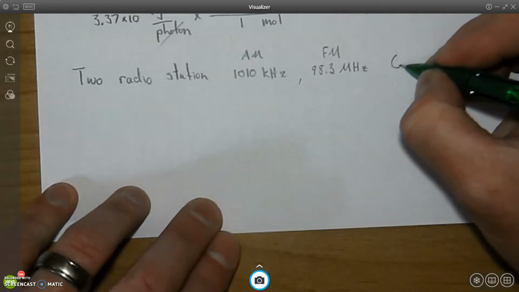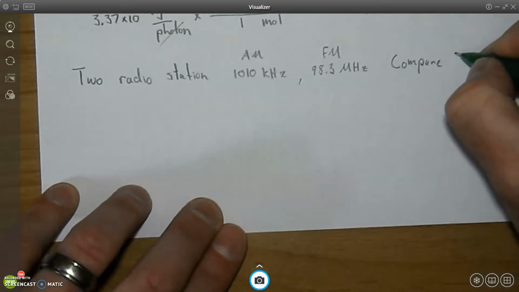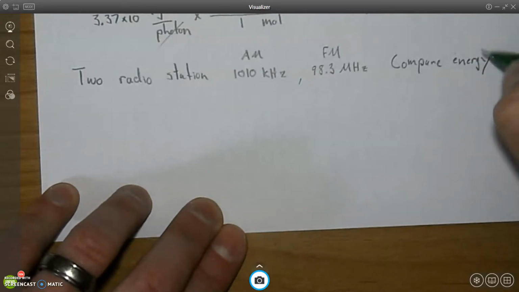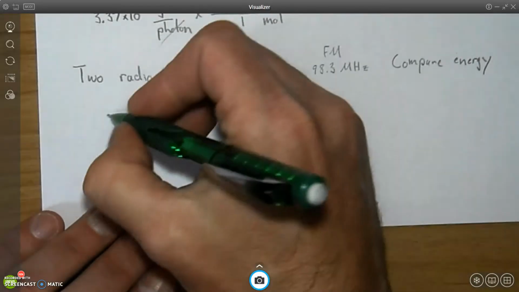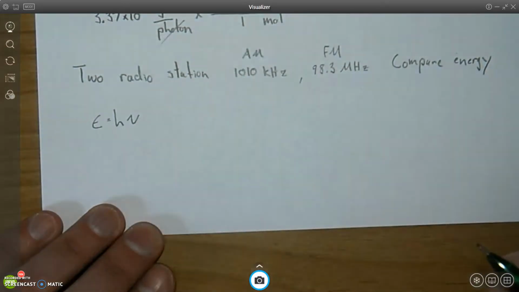What we want to do is compare the energy. How much different are they? Well, obviously mega and kilo, we probably get a little bit of an idea how it's going to work. But let's incorporate that equation we used a little bit ago and see if we can make some sense of that.